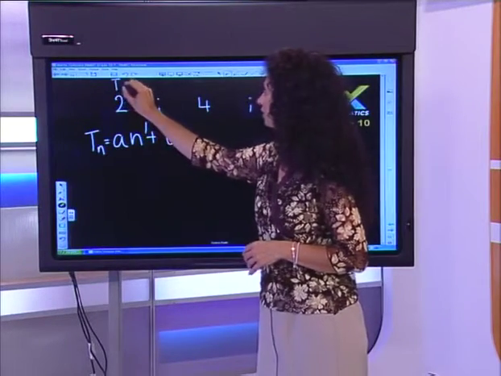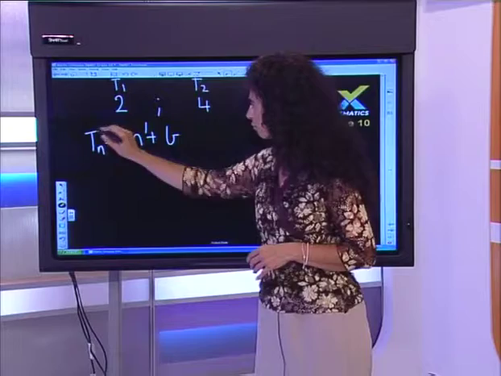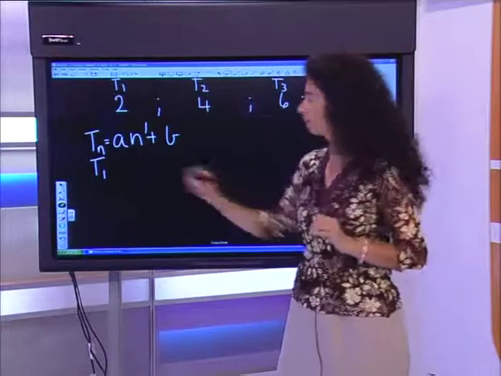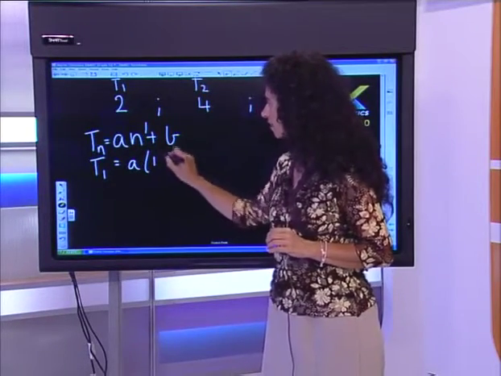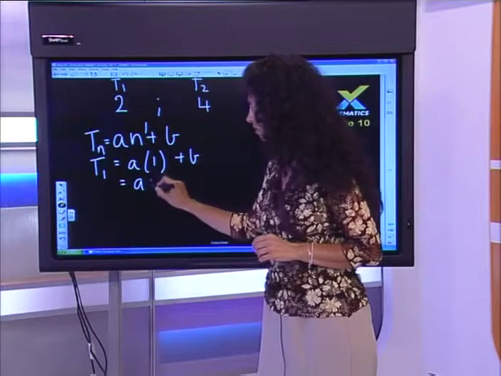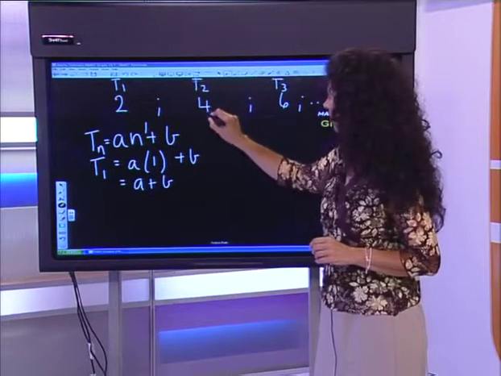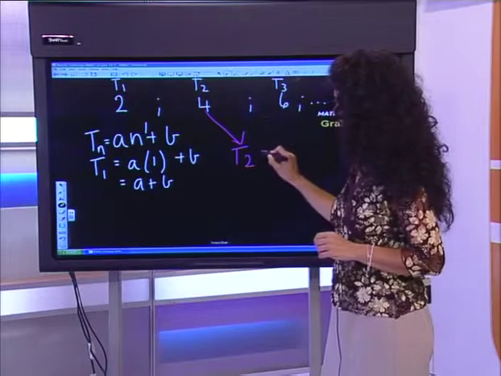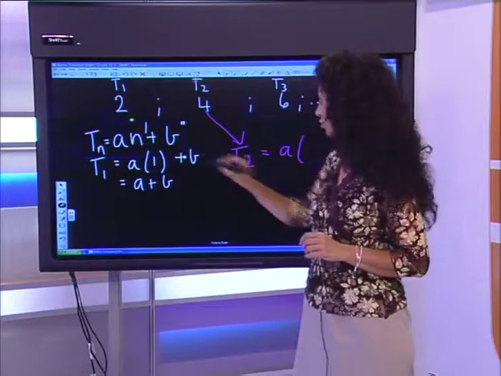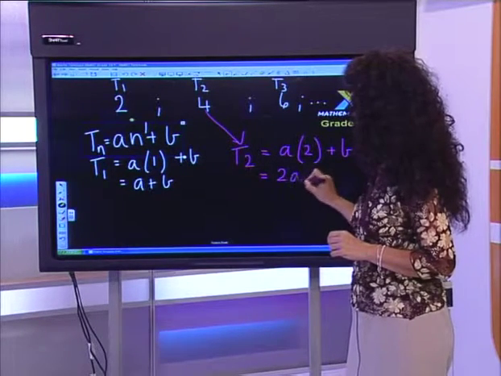So if this is T1, and this is T2, and this is T3, then if we take that general term as an plus b, then T1 will look as follows. The first term is equal to a, n standing for 1, plus b. And so your T1 will simply be a plus b. If we look at T2, remember n stands for the term that I'm looking at, n is 2, plus b. So now I get T2 as 2a plus b.